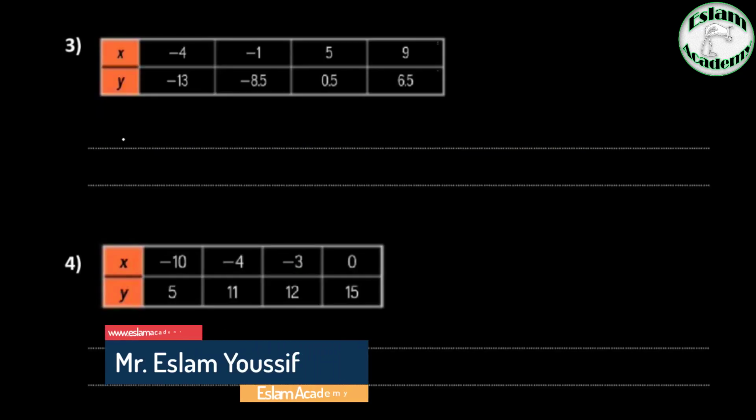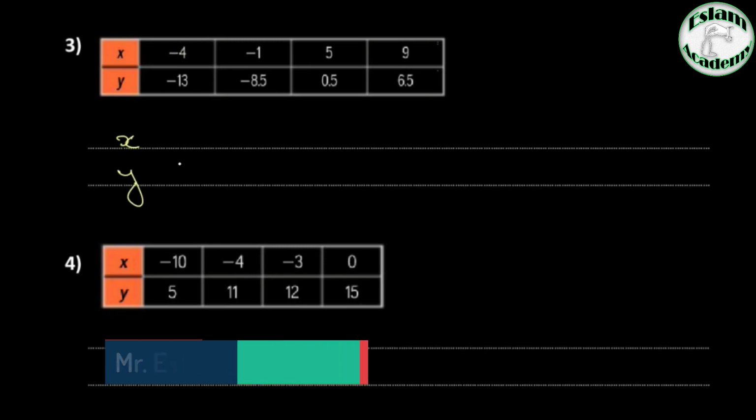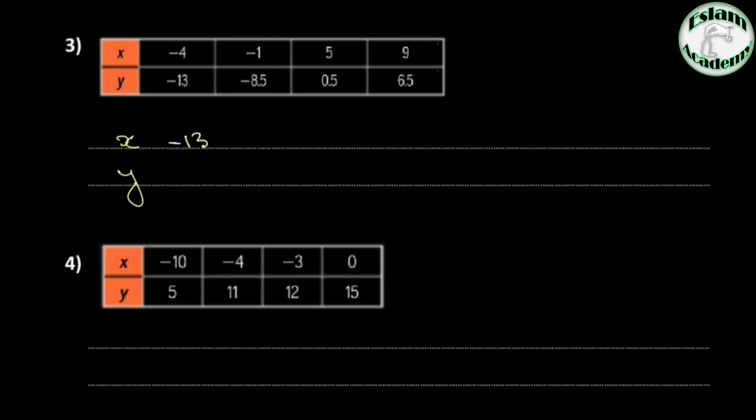If you have a table and you need to find the inverse, we solve in the same way. That's x and that's y. The ordered pair is (-4, -13), so we'll write it as (-13, -4). (-1, -8.5), so it will be (-8.5, -1). (5, 0.5), so it will be (0.5, 5). (9, 6.5), so it will be (6.5, 9).